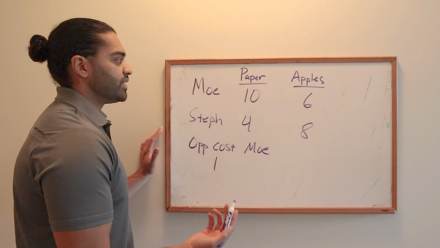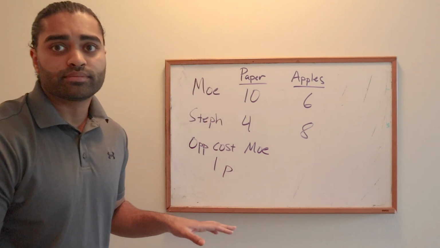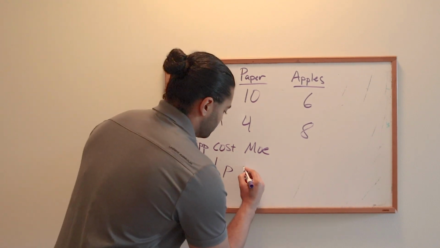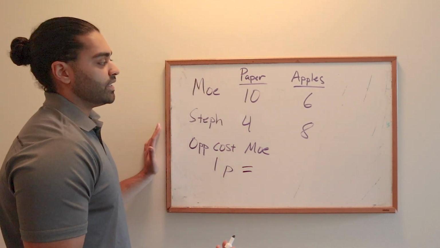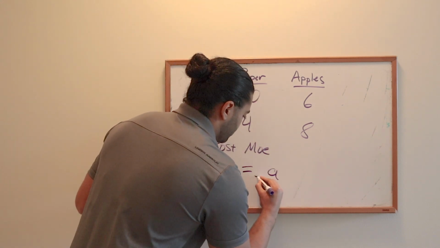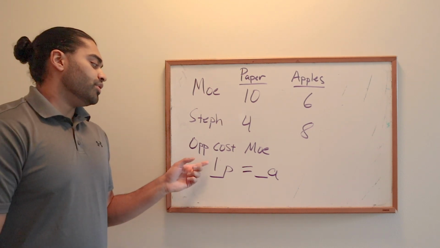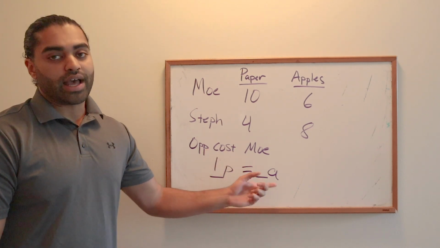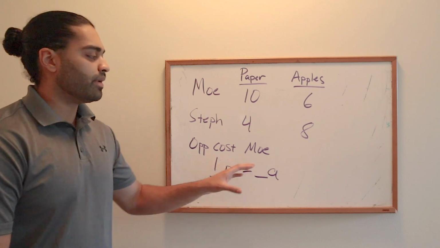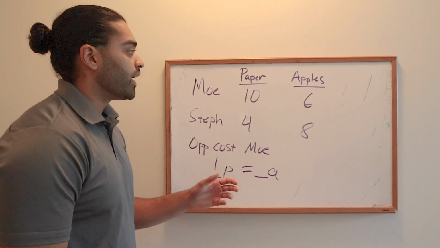If I ask you what's the opportunity cost of producing 1 paper, I'm just going to put 1p, that's for paper, in terms of whatever the other product is. It's always going to be one product in terms of the other. So this is what we want to find out. To produce 1 paper, how many apples do we give up? So basically we're going to set up our formula. We're just going to plug in what we already know.